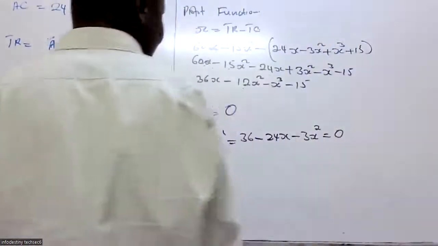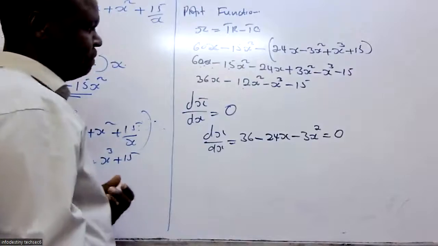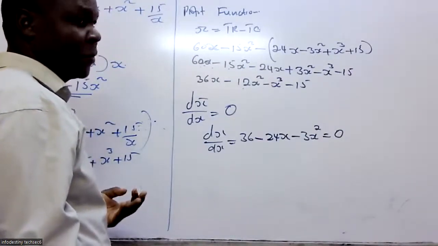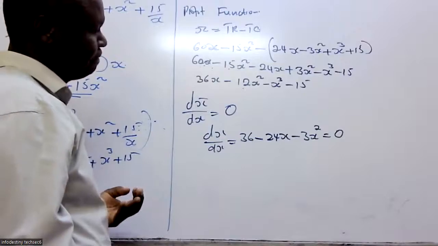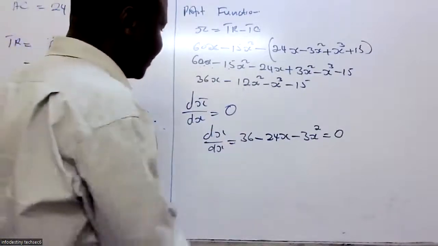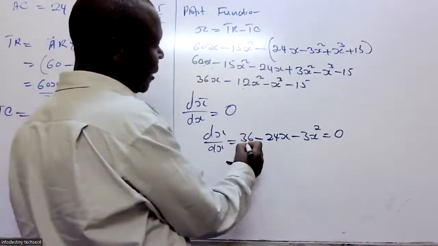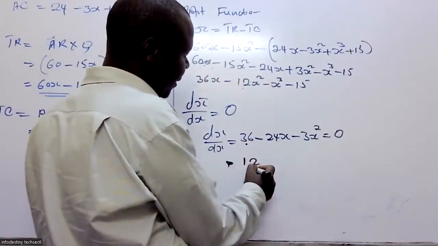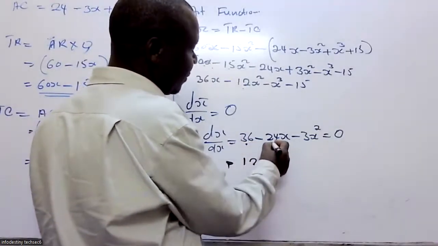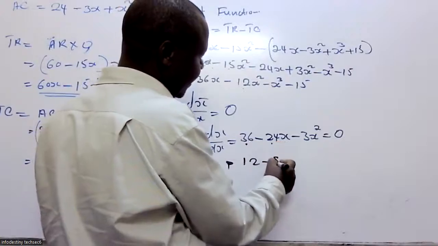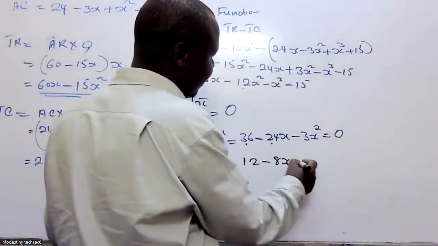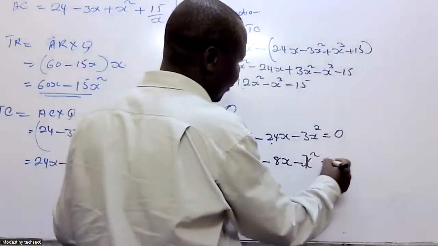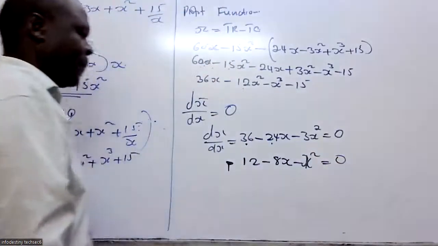So which method do you think we are supposed to use? Do you use the factorization method? We can simplify this one first. This is the same as 3 goes here how many times? 12. They're together? Minus 3 goes here how many times? 8x. Minus 3 goes here how many times? x squared equals what? 0.